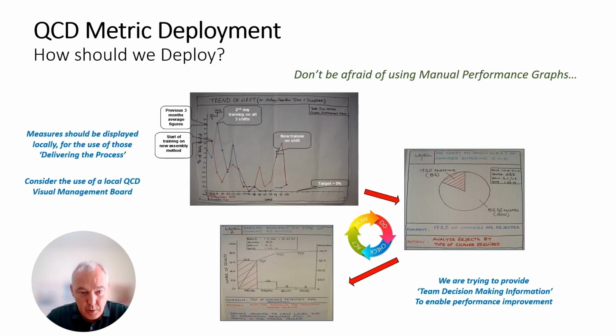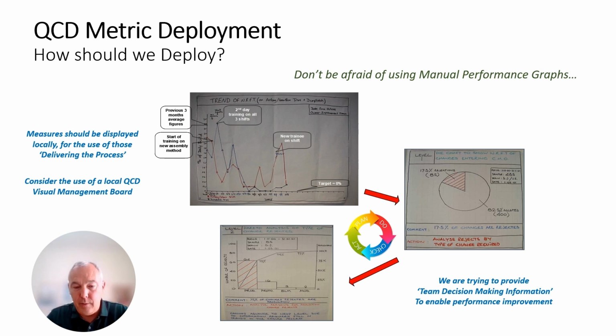In terms of how we should go about deploying the performance metrics, we have a number of choices open to us. We could either establish the performance metrics electronically using Excel or another type of performance dashboard, Power BI perhaps, or we could produce all of our graphs and chart our performance manually.